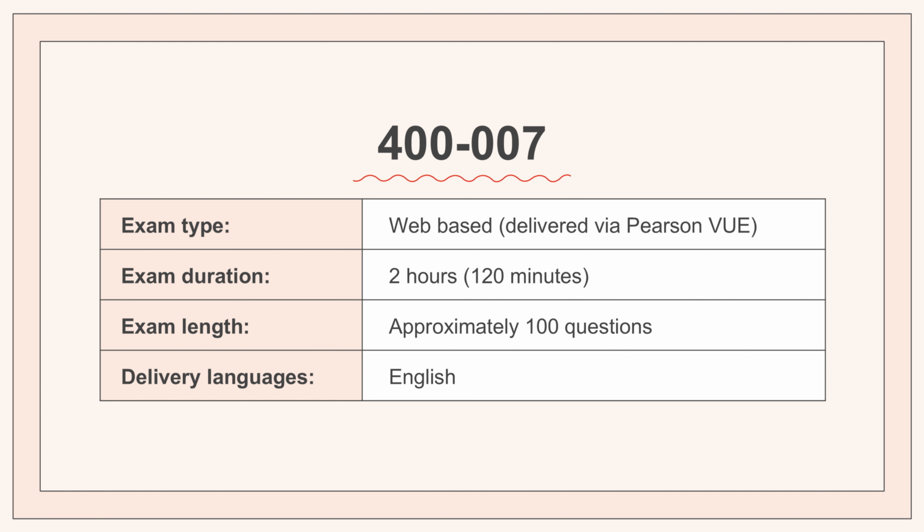Right. And the source itself, the 400-007 exam practice questions and explanations. Just for context, it mentions the exam is web-based. Pearson VUE delivers it. You get 2 hours, 120 minutes for about 100 questions, all in English. But like we said, we're going way beyond just Q&A here. Should be a pretty interesting conversation, unpacking what these questions really tell us. Okay, let's jump right in.